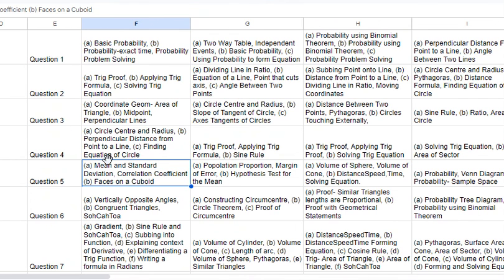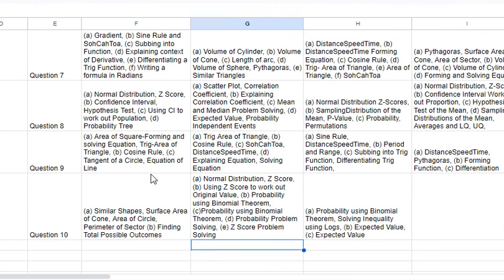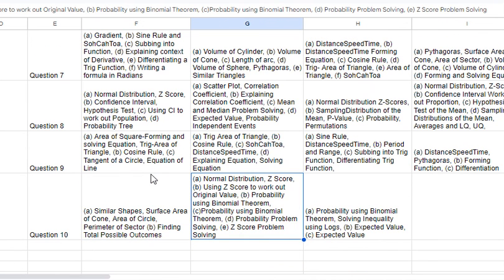Now, mean, standard deviation, correlation coefficient, that came up in question 5. That is part of statistics as well. So it's not the inferential statistics part. Look at question 10 then in 2022. So again, similar things come up. So normal distribution, z-score, using z-score to work out original value, and then it goes into probability.